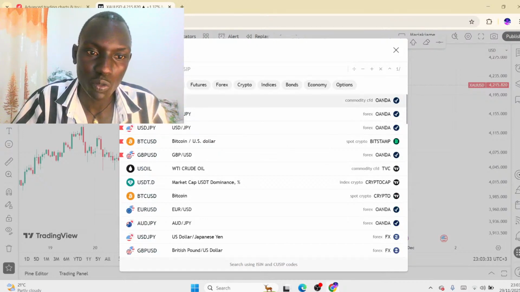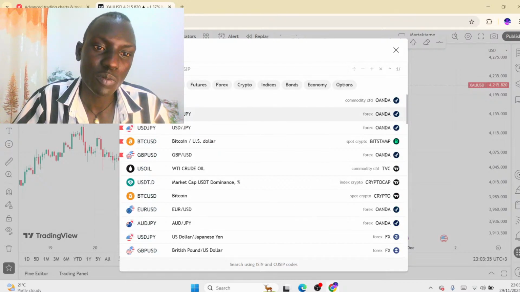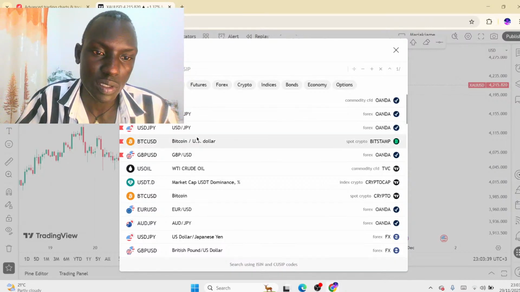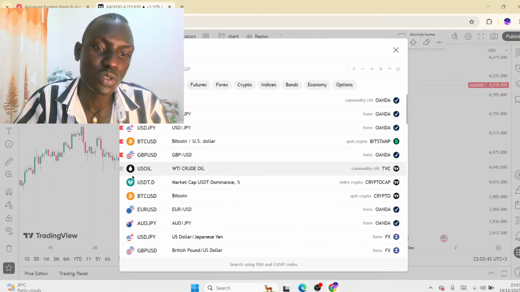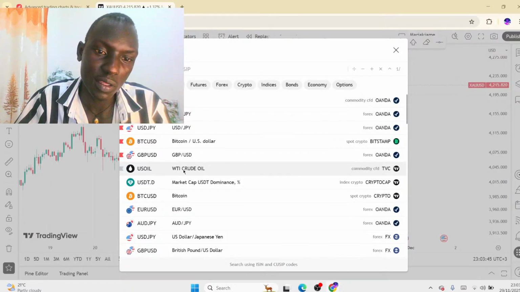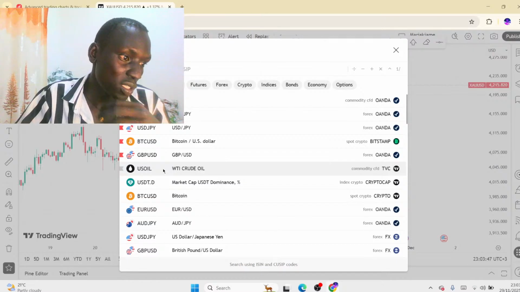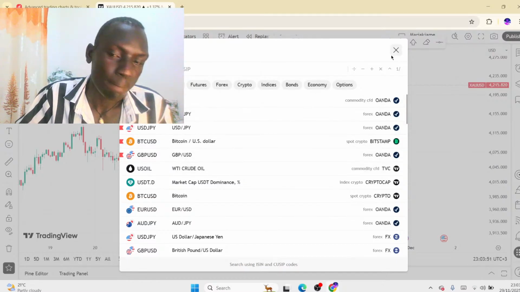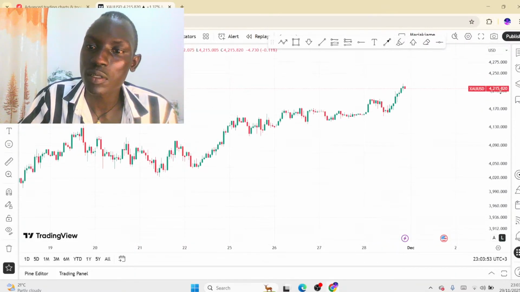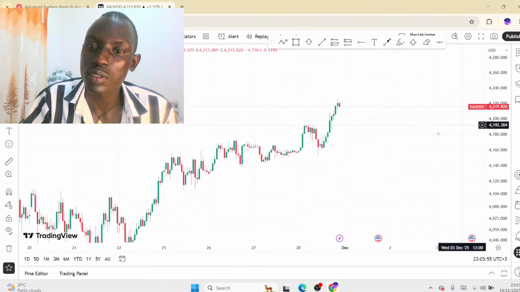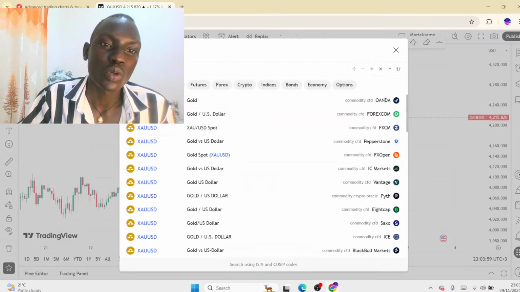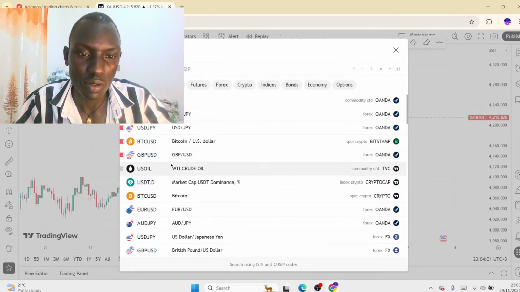As you guys see, we have gold, GBPJPY, USDJPY, BTCUSD, GBPUSD, USOIL. This USOIL is the US and then oil. That is the difference in this that you are seeing. We also have these other ones.